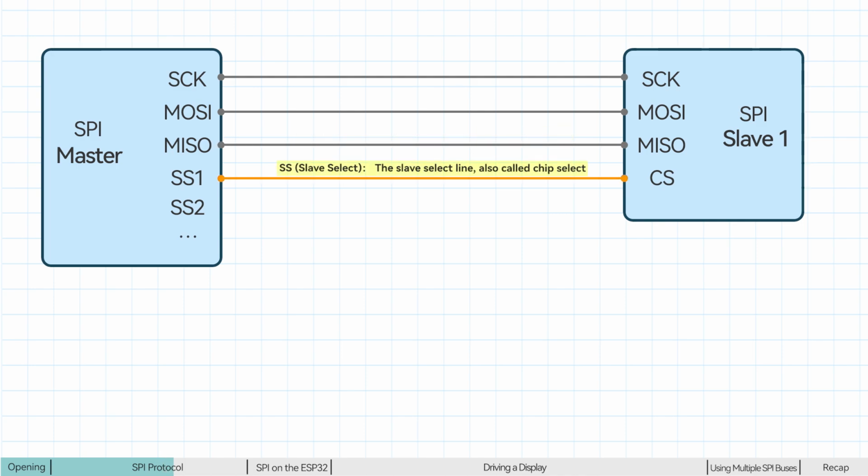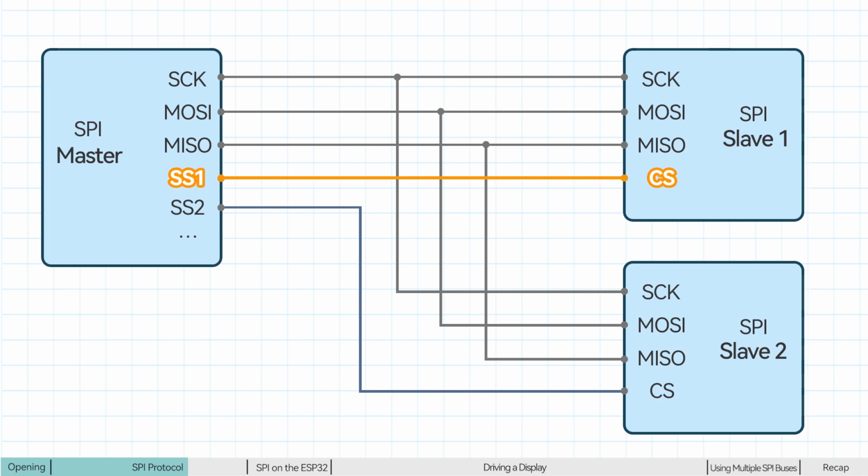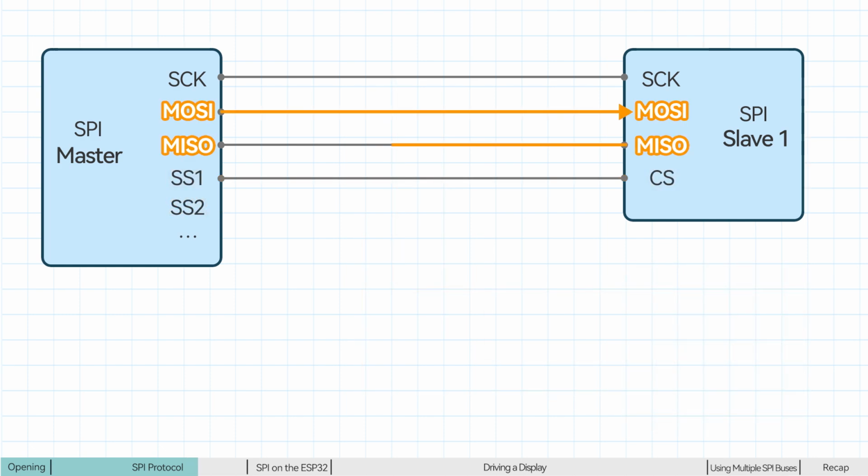SS, the slave select line, also called chip select. When the master connects to multiple slaves, it selects the target slave by pulling its SS line low. Because MOSI and MISO are 2 separate lines, data can flow in both directions simultaneously. This is what we call full duplex.